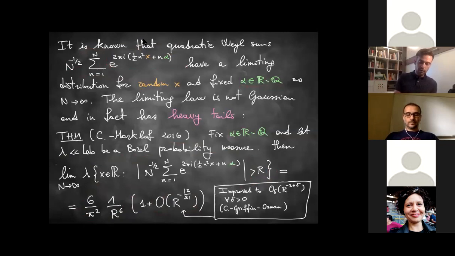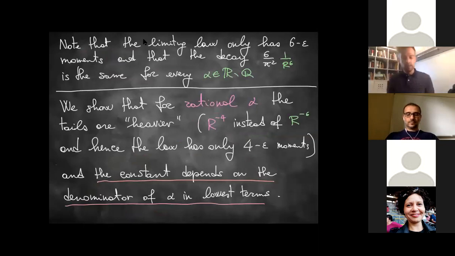Okay, so that was some of the discussion about the irrational case. So as I say here, because of the tails, which are heavy, only the moments up to the 6 minus epsilon exist. So what happens for rational alpha is the topic of today's discussion.